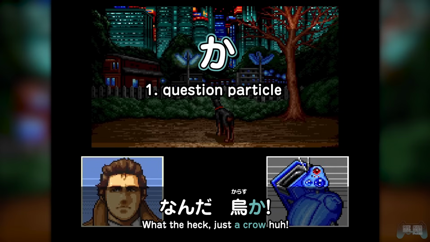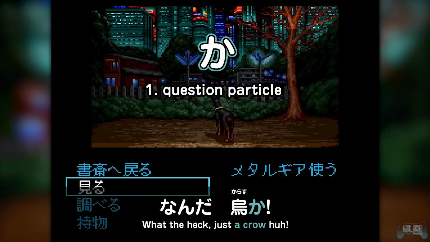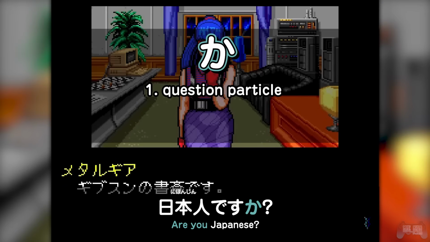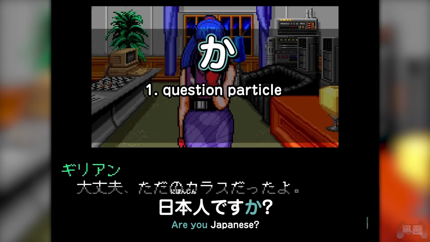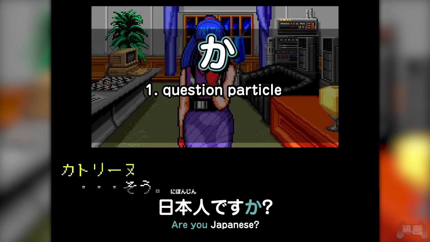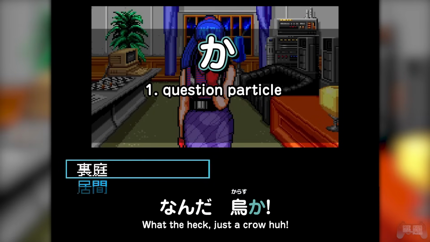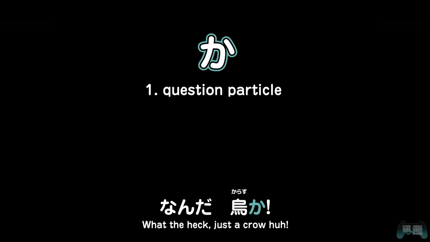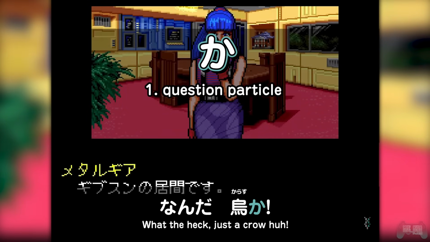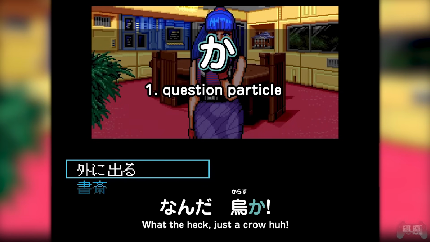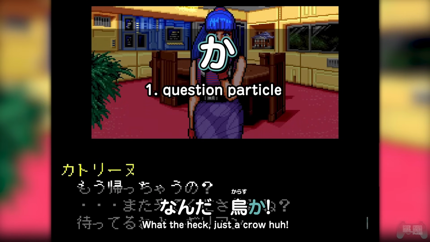Ka, the question particle. Ka can be used at the end of a sentence to show a question, like, are you Japanese? 日本人ですか? Or even simply at the end of a sentence as a rhetorical question, like, huh, as seen here in Hideo Kojima's Snatcher. The main character here hears a strange noise and gets panicked, only to realize that it was only a crow. And so he says, Karasu-ka? A crow, huh?